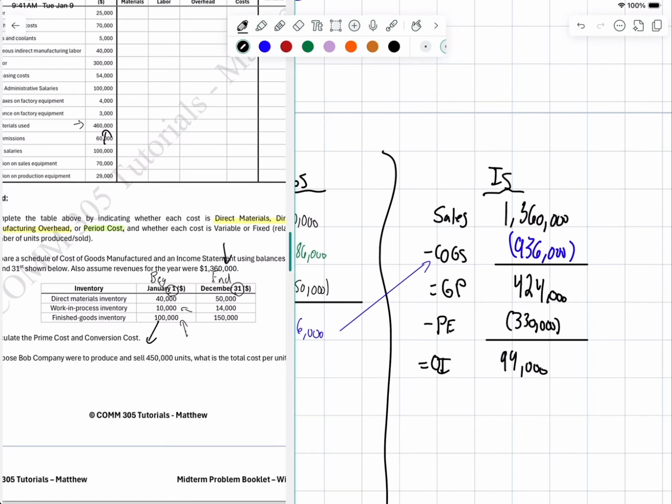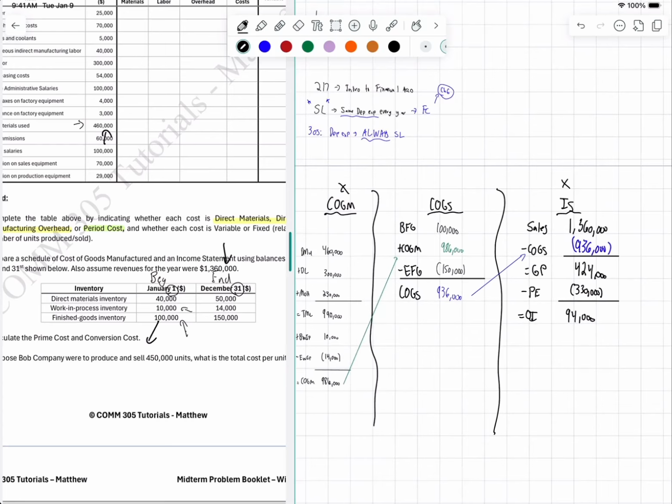You are free. Okay, so 94,000. Sorry for the bad handwriting there. But yeah, your operating income is 94. So that's your COGM schedule and your income statement. Okay, so these are basically the two we need to answer.